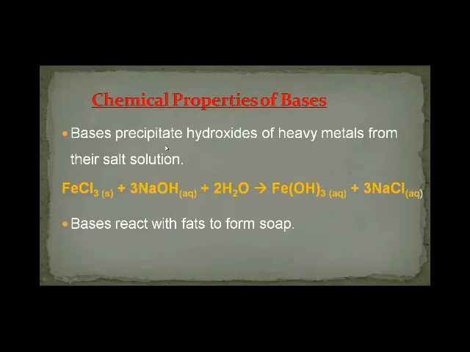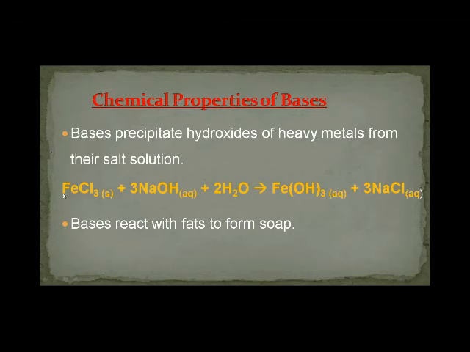Precipitates are insoluble solid particles. So bases precipitate hydroxides of heavy metals from their salt solutions. For example, we have a salt solution of FeCl3, iron chloride, and a base NaOH dissolved in water, H2O. What will they form? It will form iron hydroxide, Fe(OH)3, and NaCl, sodium chloride.